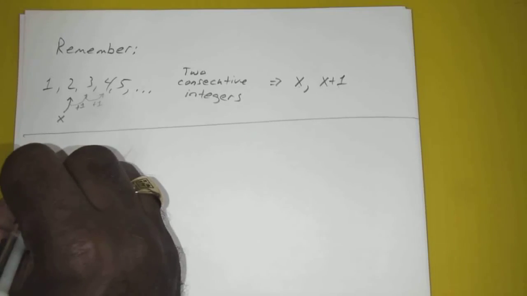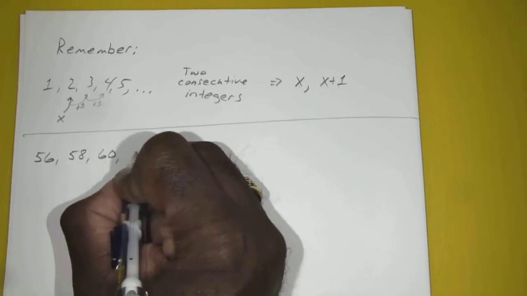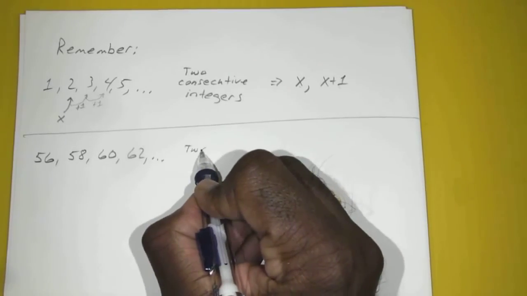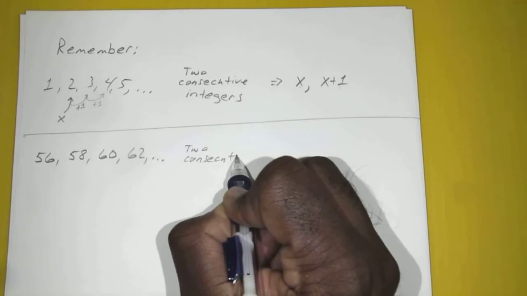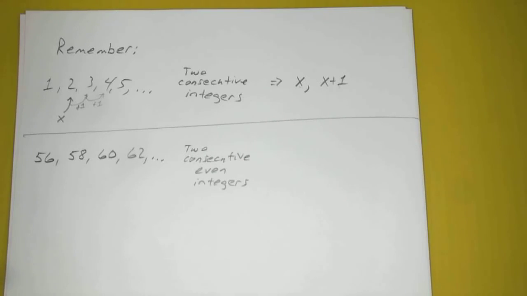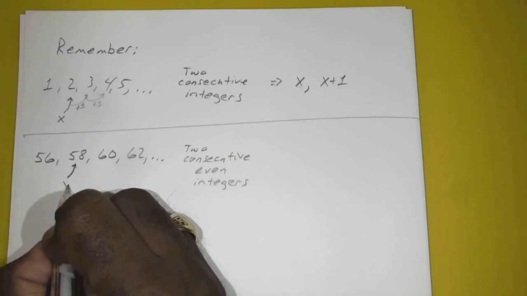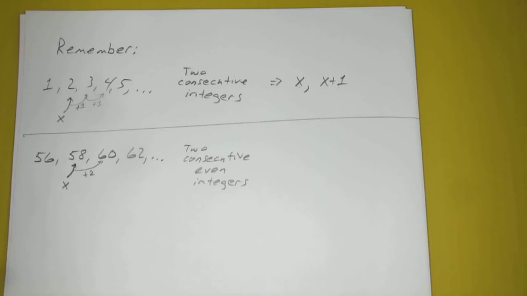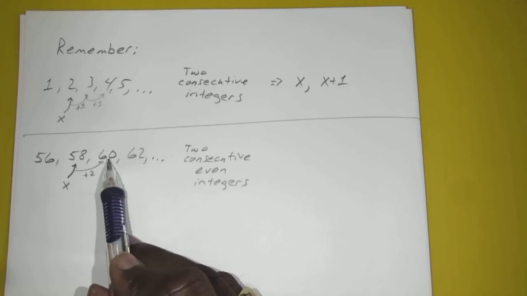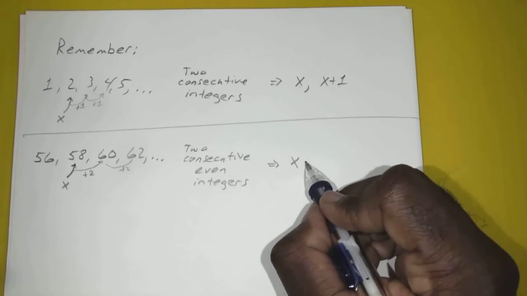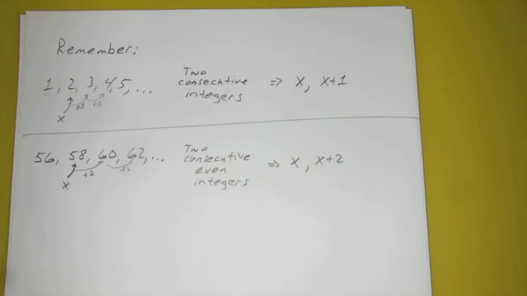But let's say if you had 56, 58, 60, 62, and so forth. Just even integers. If they ask for 2 consecutive even integers, and let's say if you decide to start at 58, we'll make that our x. To go to the next even integer, you'll have to add 2. If you started at 60, to go to the next one, you'd have to add 2. So for consecutive even integers, it's x and x plus 2.